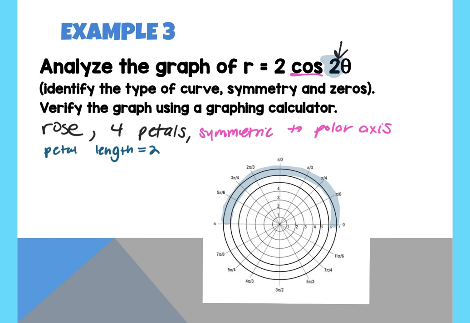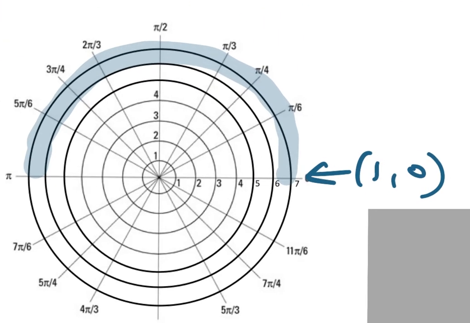So if I start with 0, let's say, I would get r equals 2 cosine of 2 times 0, 2 cosine of 0. What's the cosine at 0? 1. This would be 2 times 1, and that's 2. As soon as I find an r of 2, I know there's a petal there. So the furthest point out here is 2, and I put a petal.